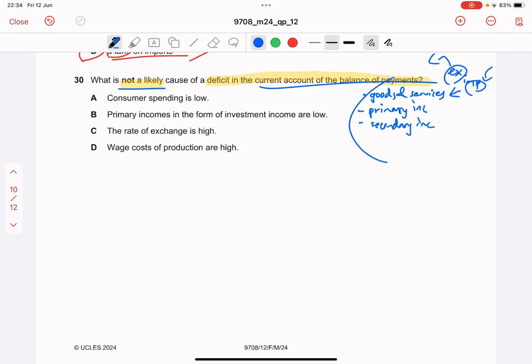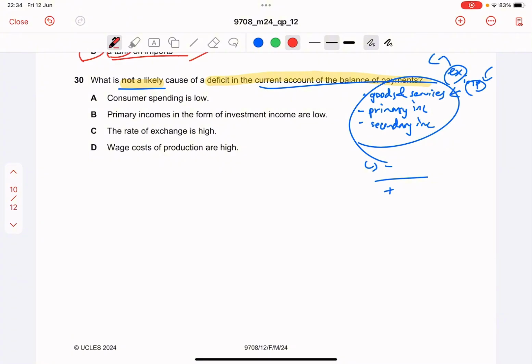Now a deficit means that if you add up all of these components, it should have a minus value. It should be less than 0. When it says what is not a likely cause, it means that we are looking for a reason that will not cause a deficit, so maybe it will cause a surplus or a balanced budget instead. So let's look at the options.